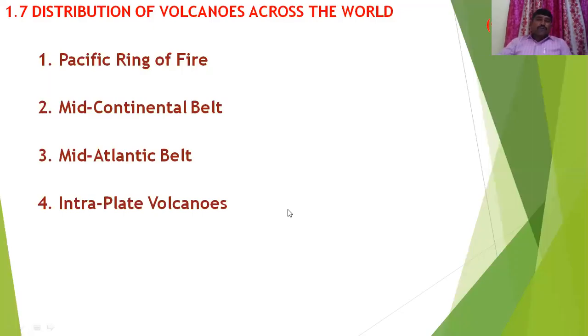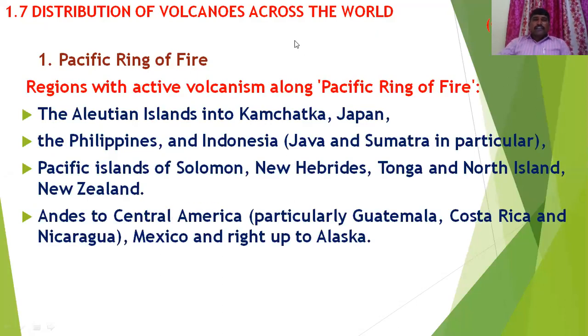The distribution of volcanoes in the world can be studied in the following four belts. They are 1. Pacific Ring of Fire, 2. Mid-continental belt, 3. Mid-Atlantic belt, and 4. Intraplate volcanoes belt. Firstly, we will look into the Pacific Ring of Fire.